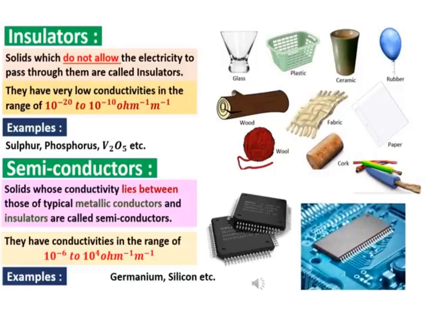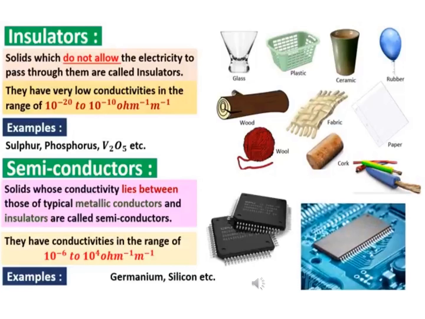If we take examples of insulators from our daily life, we can see glass, wood, plastic, ceramic, rubber, fabric, wool, or cork. Electricity cannot pass through them, so they are examples of insulators. From other materials, we can say that sulfur, phosphorus, or vanadium pentoxide are examples of insulators.